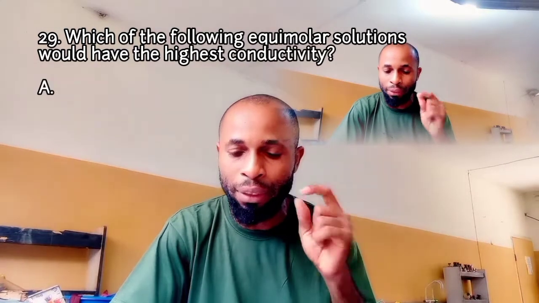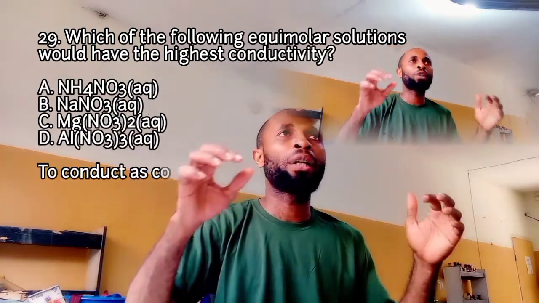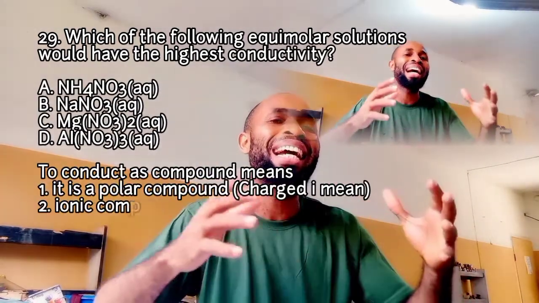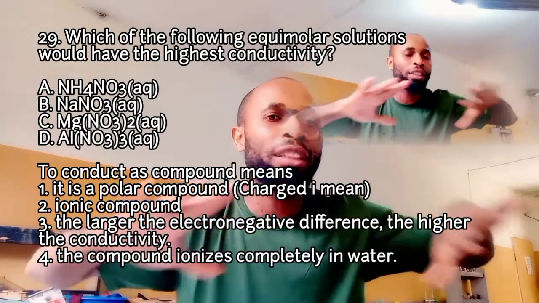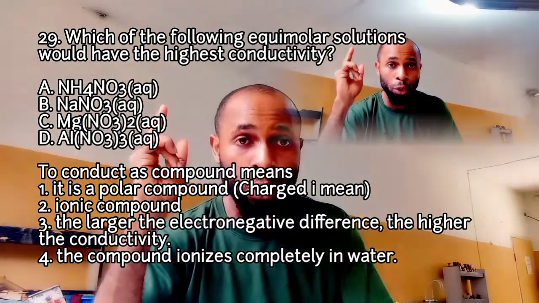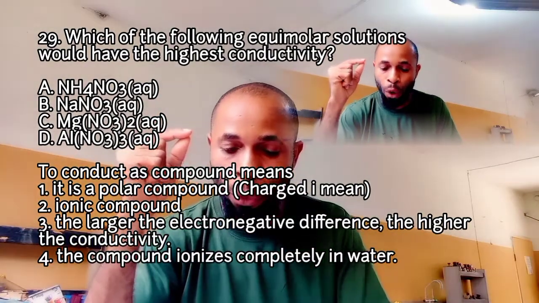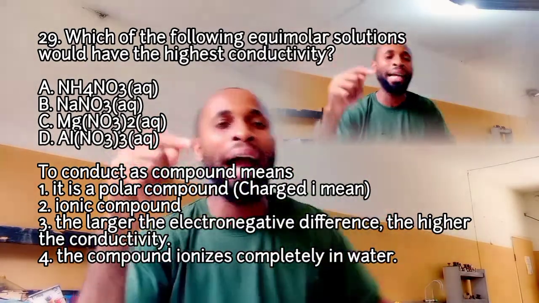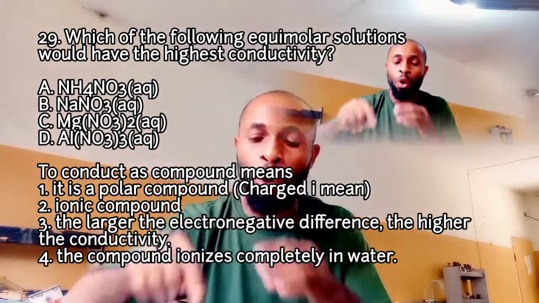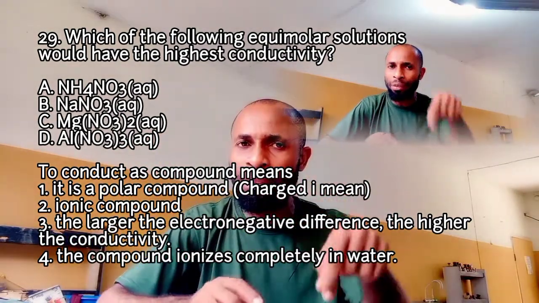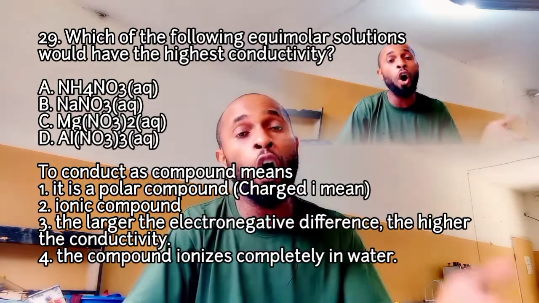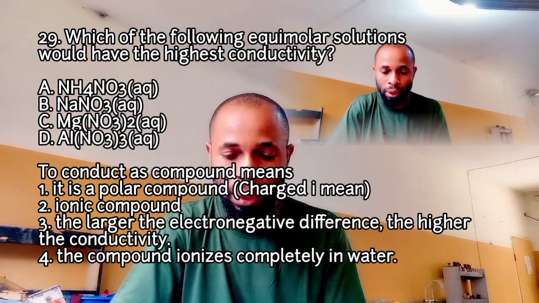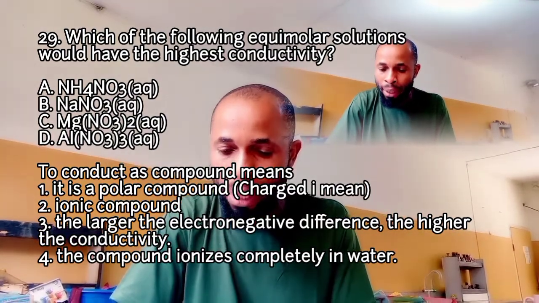Which of the following equimolar solutions will have the highest conductivity? What we mean by conductivity is the one that has the largest electronegativity difference. The answer goes with NaNO3. It must come from a highly electropositive element against a highly electronegative one. Therefore, sodium is highly electropositive compared to all the options we have here, since we are using all trioxonitrate salts.